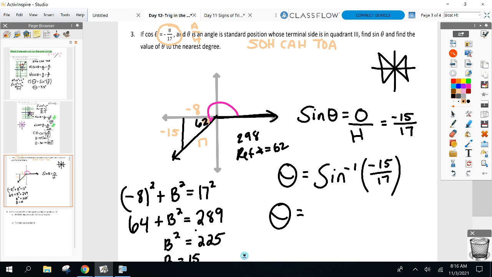Think about it. Don't yell anything out. What do I have to do with the 62 to find the angle in the third? 62 plus 180, right? Because I go 180 degrees plus 62 more to get to the full angle. So my angle in the third quadrant will be 242. This is tough. This is going to be tough.